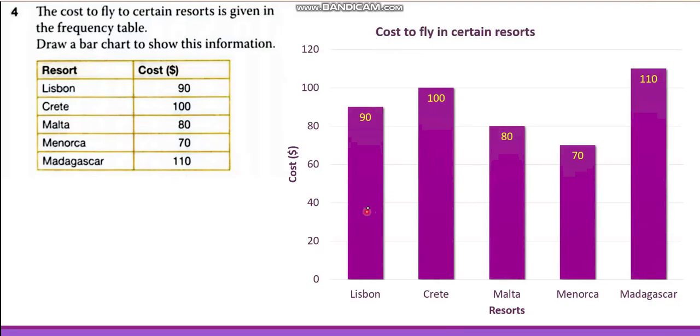Again, we can observe that the spacing between the bars is the same and the width of each bar is also the same. So this is how we can draw the bar graph. Now let's proceed to the next question.